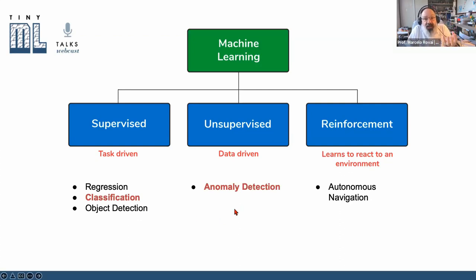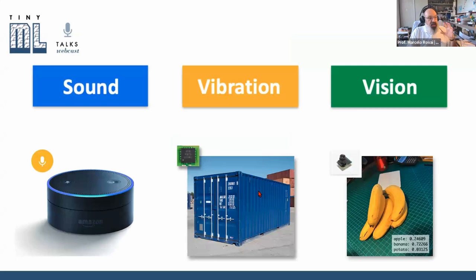When you don't have the label, you have unsupervised models like anomaly detection or K-means, which is one of the algorithms that can be used for anomaly detection, okay. Or reinforcement learning, which learns during the process, and nowadays we use it a lot, for example, for autonomous navigation in very small drones, okay? Today, we are focusing on two types of algorithms: algorithms that do classification, which you can do for three different types of sensors, and also anomaly detection. So we focus on those two kinds of machine learning models, supervised and unsupervised, okay? Super.